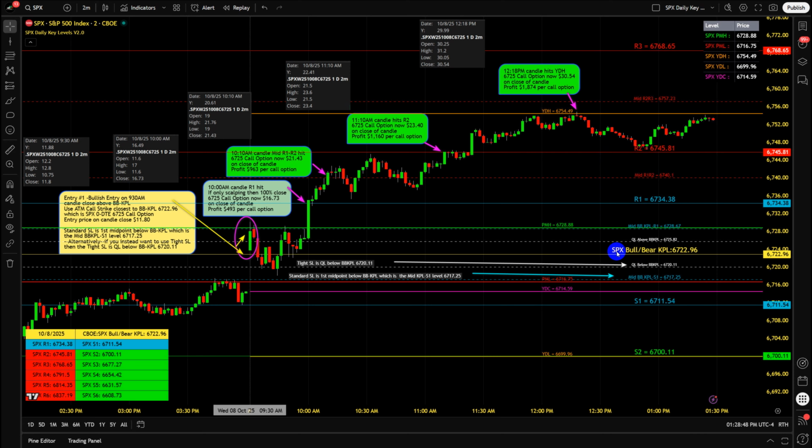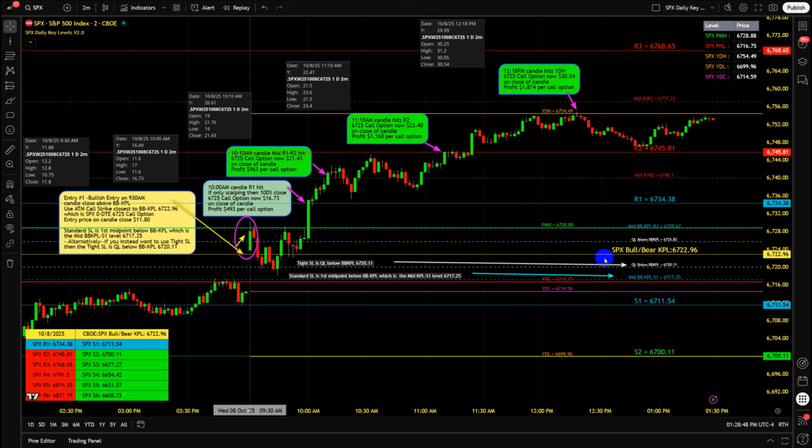The levels above the bull bear KPL, the main levels above and the midpoint levels above, are your take profit levels for trades that are derived from and initiated from the bull bear key price level. For bullish trades triggered from this level, your main levels above are your take profit levels. On bearish trades derived from that level, your main levels below are your take profit levels.